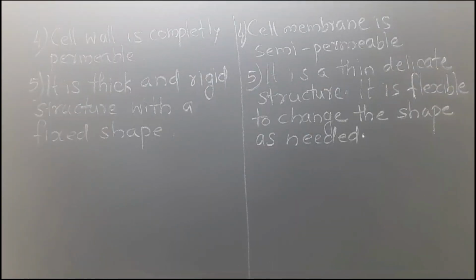Fourth point is cell wall is completely permeable, whereas cell membrane or plasma membrane is semi-permeable. Fifth point is, it is a thick and rigid structure with a fixed shape. Cell wall is a thick and rigid structure with a fixed shape, whereas cell membrane is a thin, delicate structure which is flexible to change the shape as needed.